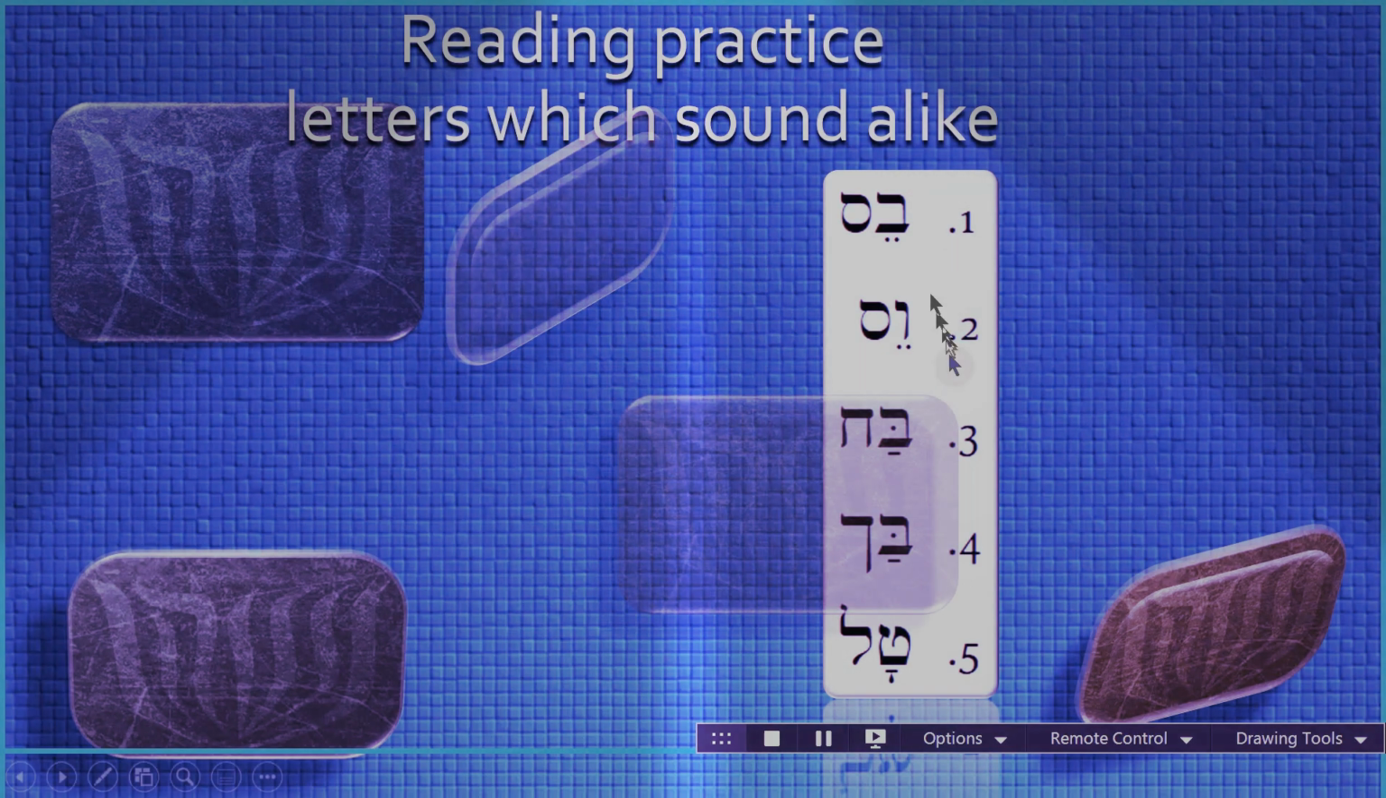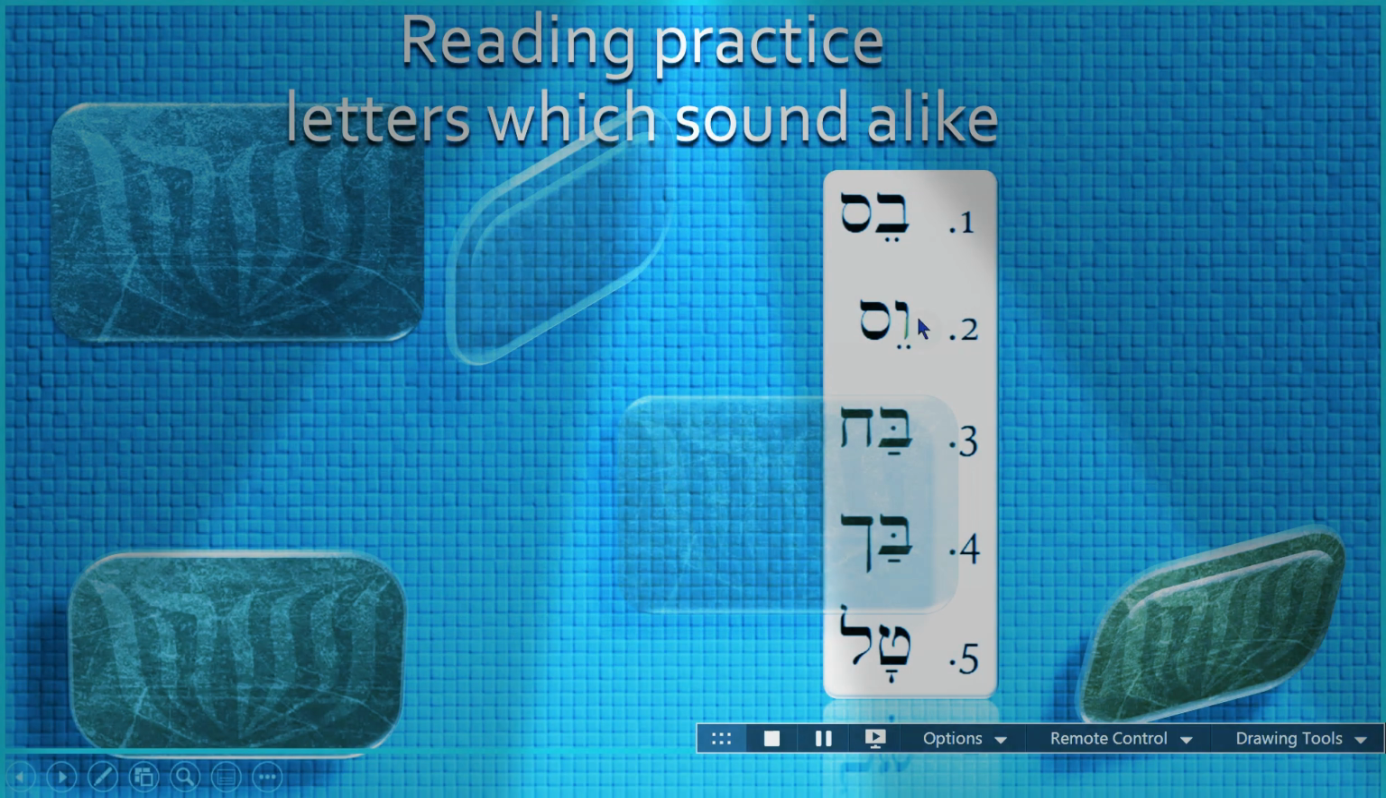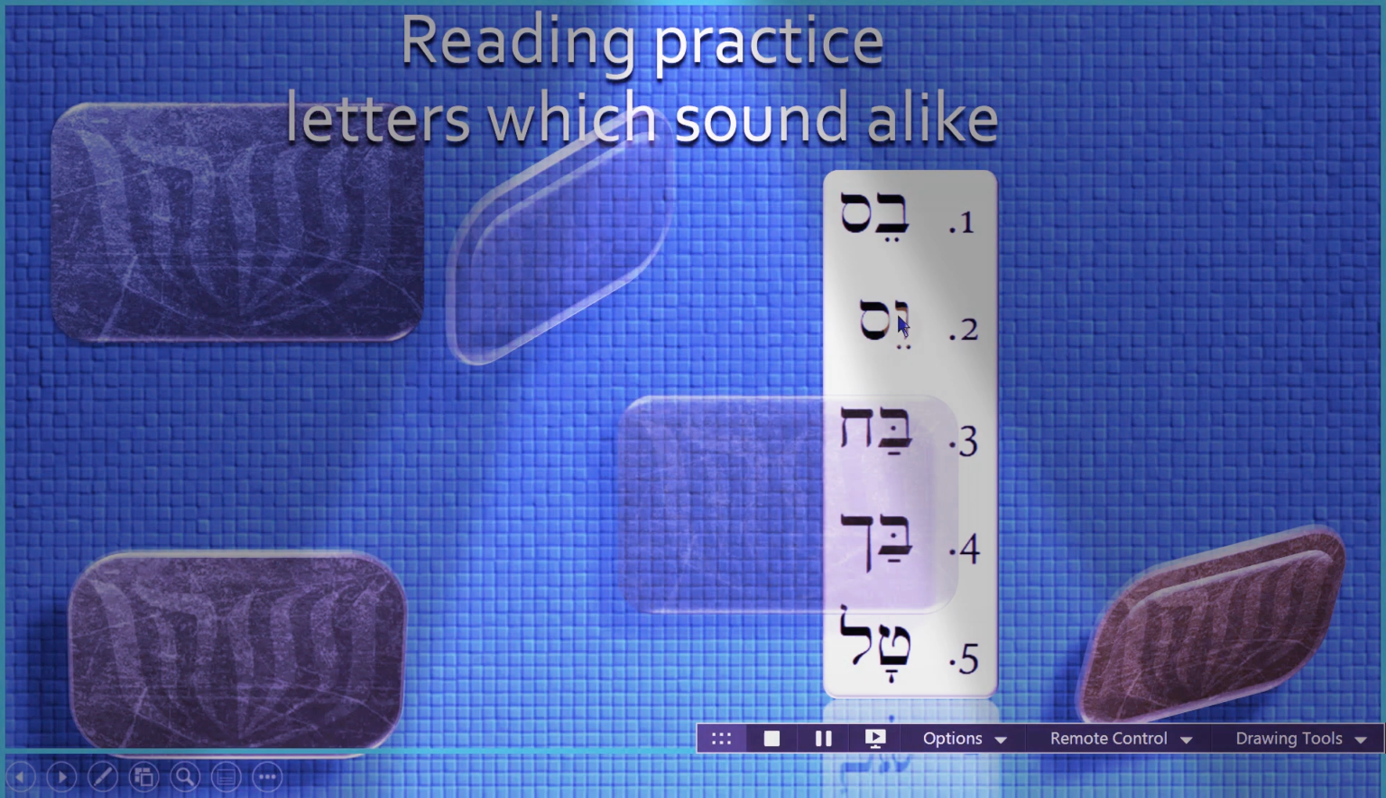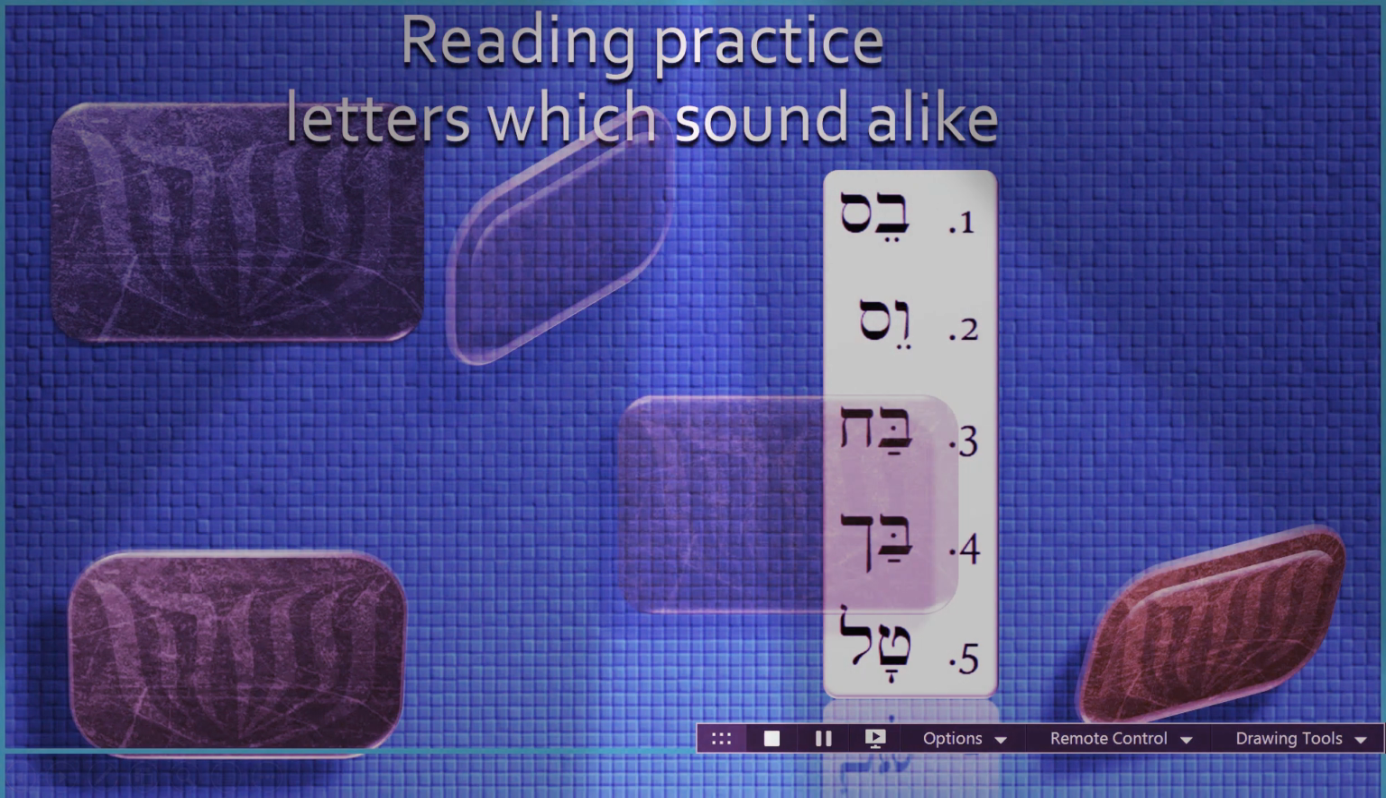All right? Number 2 is also pronounced today, vase. In ancient times, this would have been a W, so it would have been wase. But today, it's V, vase.